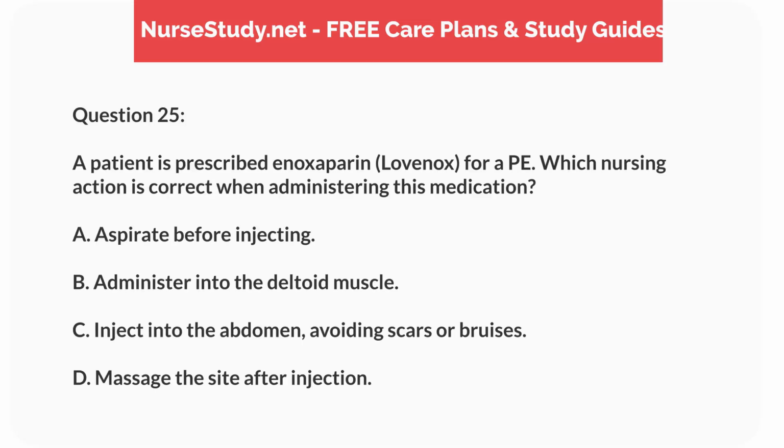Question 25. A patient is prescribed enoxaparin, Lovenox, for a PE. Which nursing action is correct when administering this medication? A. Aspirate before injecting. B. Administer into the deltoid muscle. C. Inject into the abdomen, avoiding scars or bruises. D. Massage the site after injection.